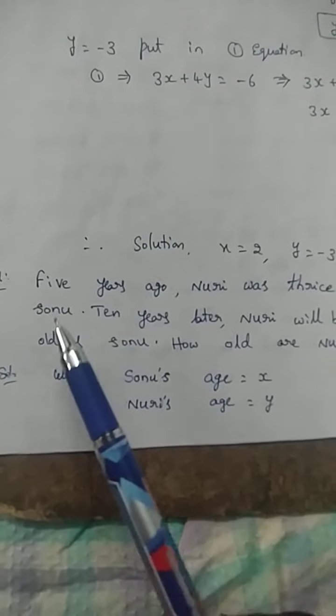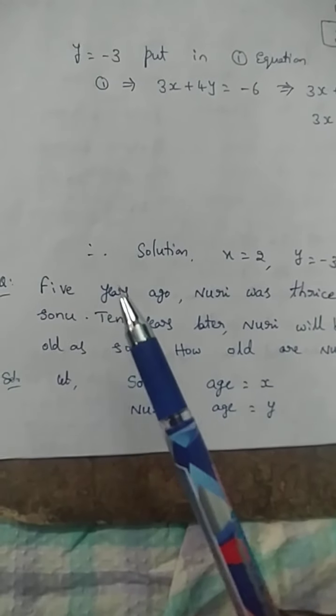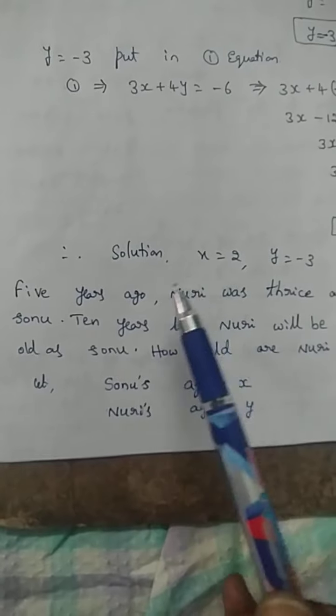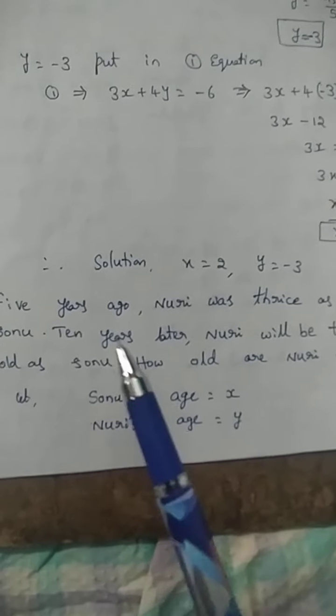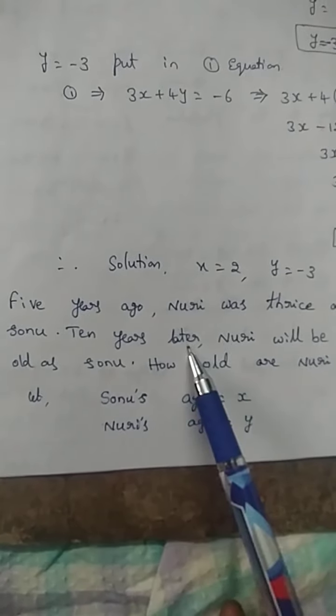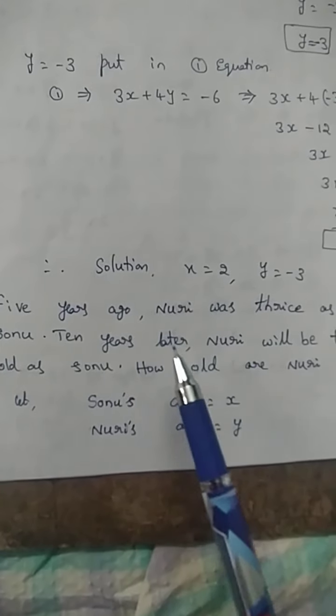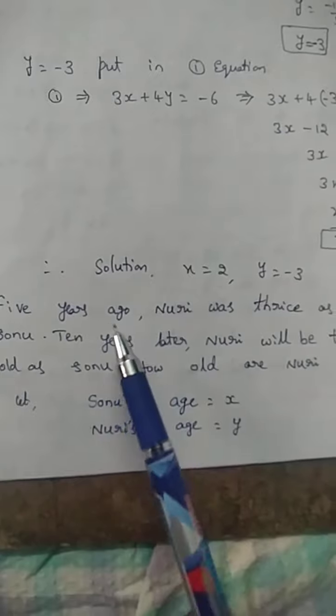When the age of Sonu is multiplied by 3, the result is equal to Noori's age. That is a condition here. And there is one more condition. The first condition is 5 years ago. The second condition is 10 years later. Both are not the present ages.